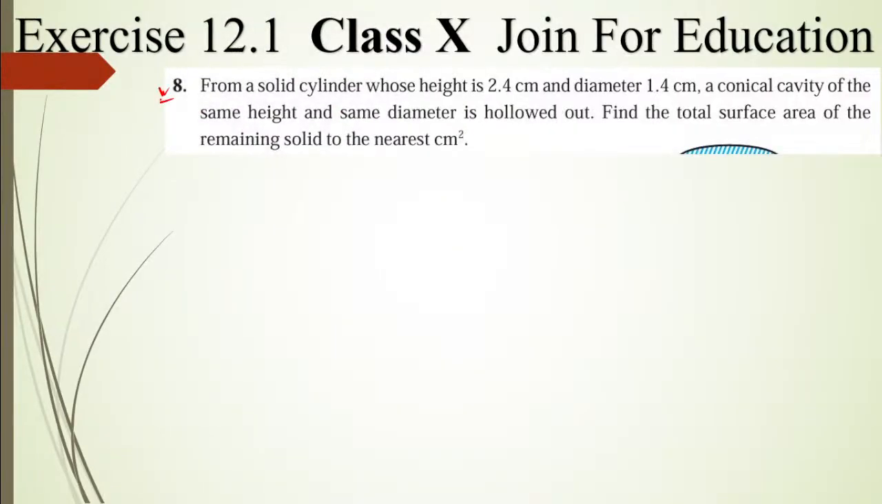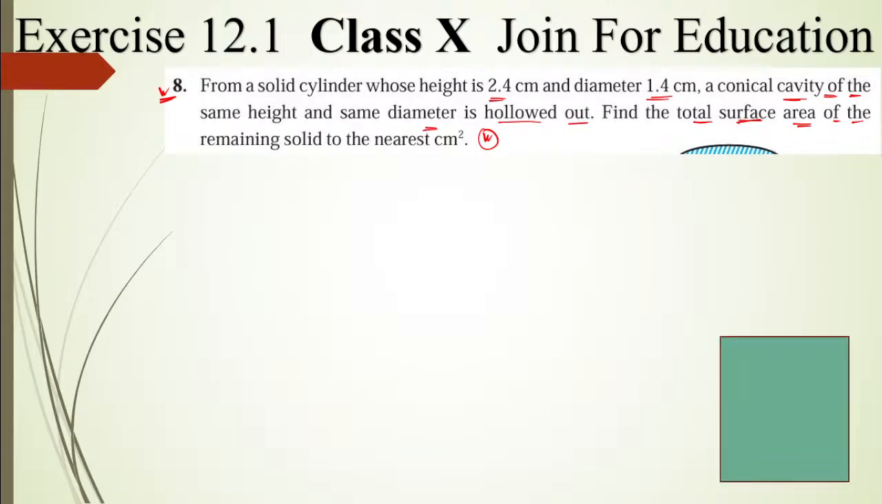Let's see question number 8. From a solid cylinder whose height is 2.4 centimeter and diameter is 1.4 centimeter, a conical cavity of the same height and same diameter is hollowed out. Find the total surface area of the remaining solid to the nearest centimeter square. To understand and solve the question easily, let's draw a relevant figure.